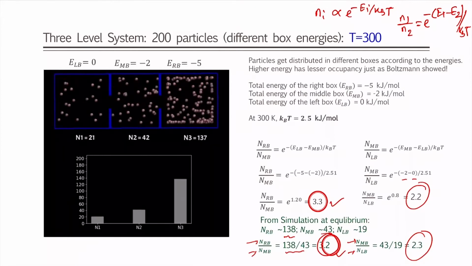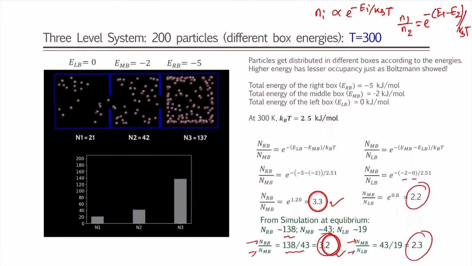So, what I demonstrate here is that when there are different energies, the particles will occupy them according to the Boltzmann distribution if they have distinguishable properties. And we know that classical particles have distinguishable properties, and therefore they follow that particular distribution.